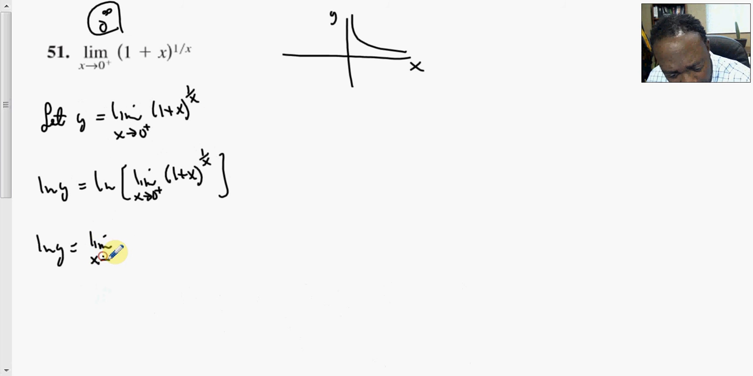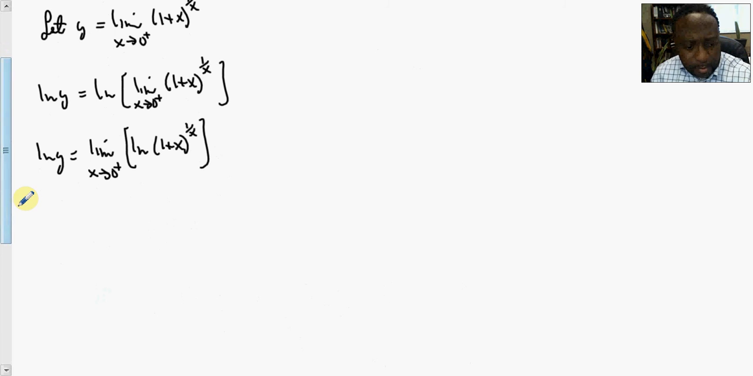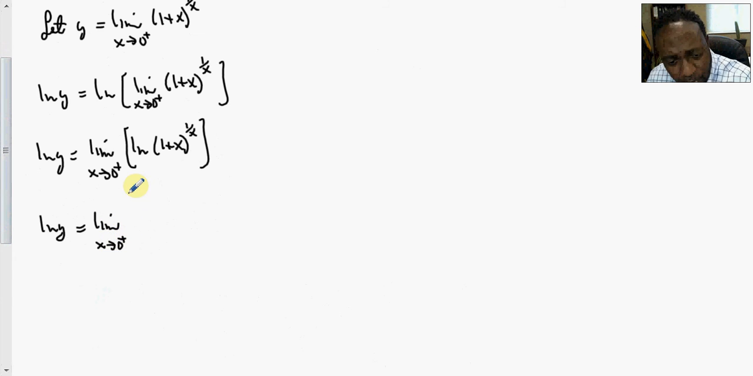Here, this is the limit as x goes to, oh, well, not x goes to infinity, but x goes to 0 from the right of the natural log of 1 plus x to the 1 over x. So this is the natural log of y is equal to the limit as x goes to 0 from the right of 1 over x times the natural log of 1 plus x.